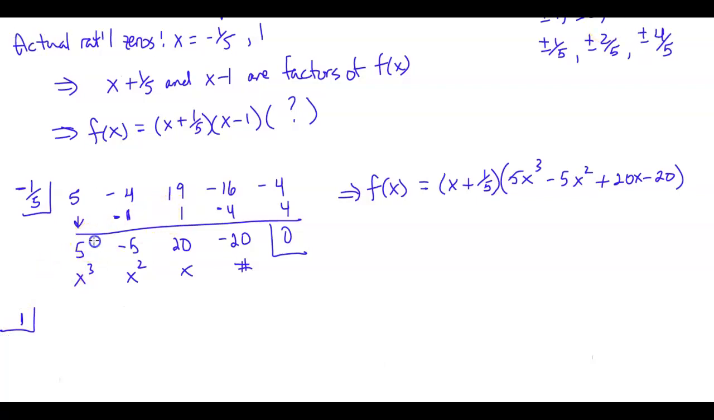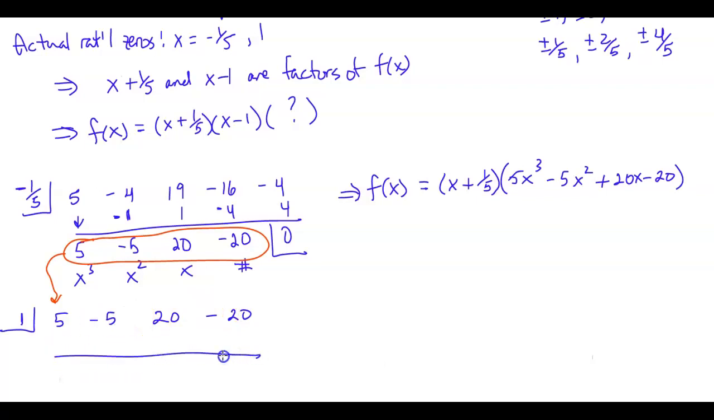And so here, what that means is we're going to use these coefficients in the next round of synthetic division that we do. So here we have 5, -5, 20, -20. And we do the process all over again. So 1 times 5 is 5, get 0. 1 times 0 is 0, add and get 20. 1 times 20 is 20, add, get that.